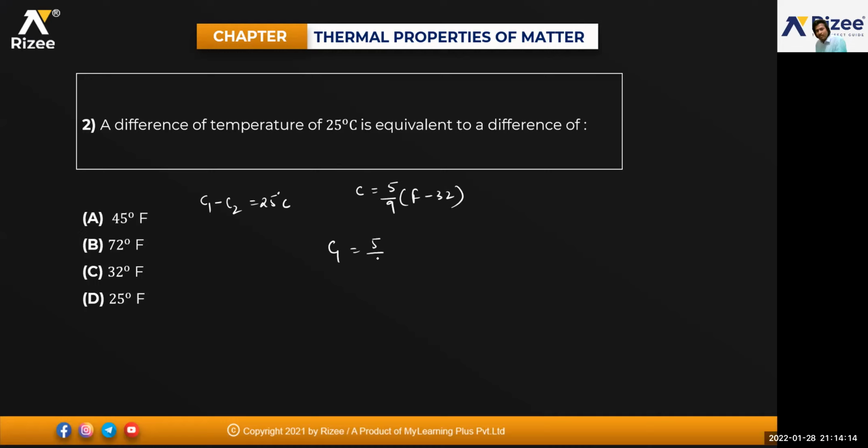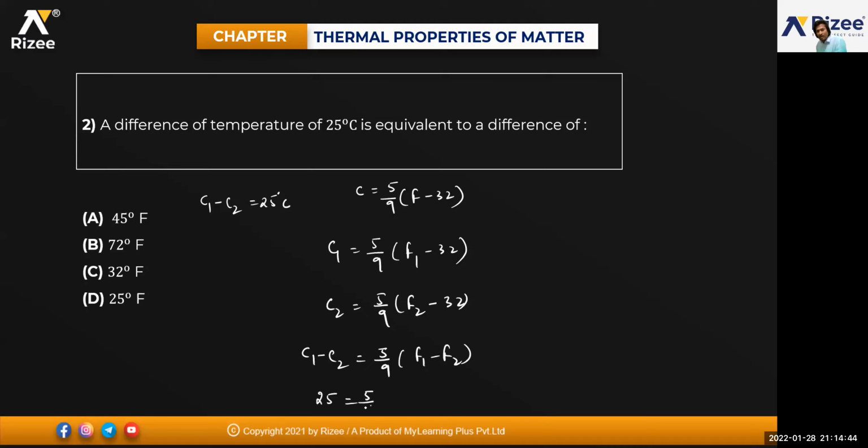C1 is equal to 5 by 9 into F1 minus 32. The same way C2 is equal to 5 by 9 into F2 minus 32. The answer is given in terms of Fahrenheit, that is the reason I'm writing this. So C1 minus C2 will be equal to 5 by 9 common into F1 minus F2. This will get cancelled anyhow. So C1 minus C2 is 25, equal to 5 by 9 into F1 minus F2. See how much I'm getting there?